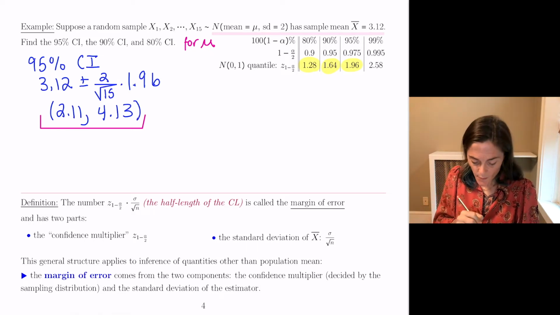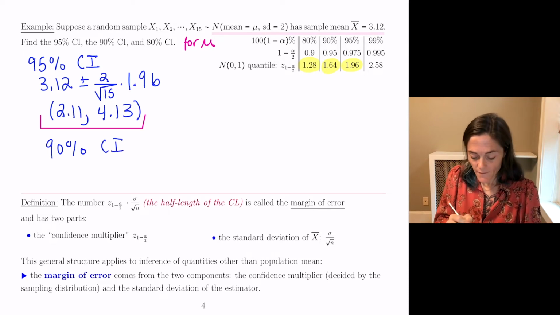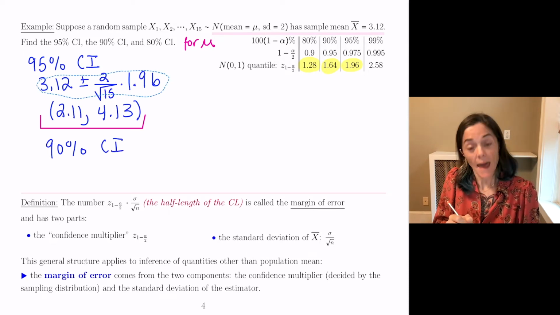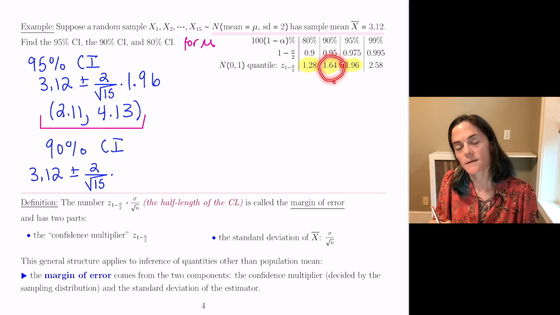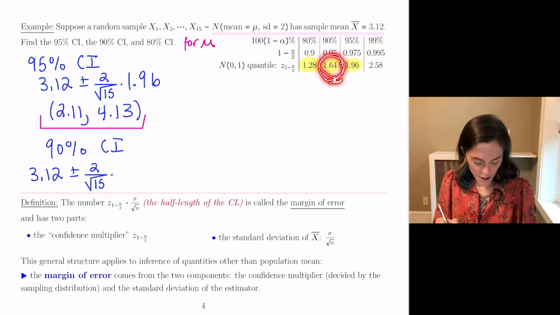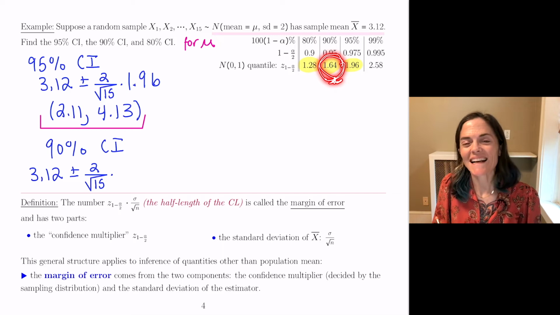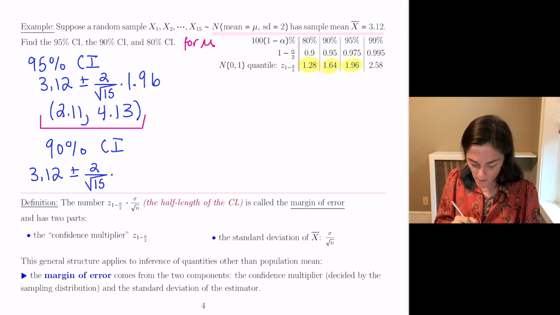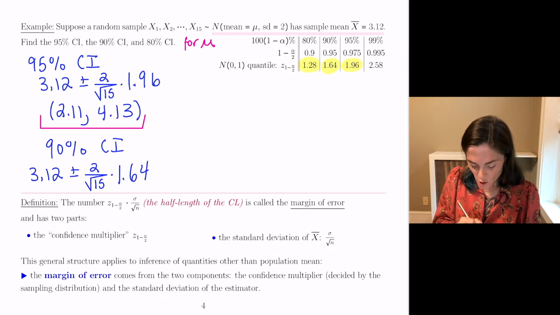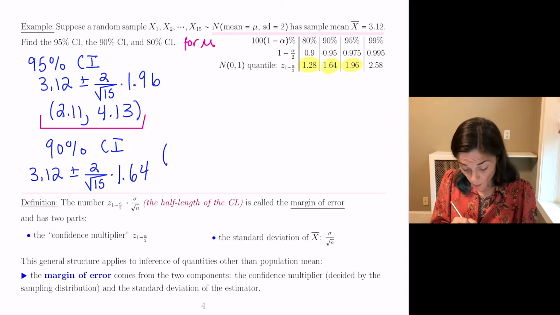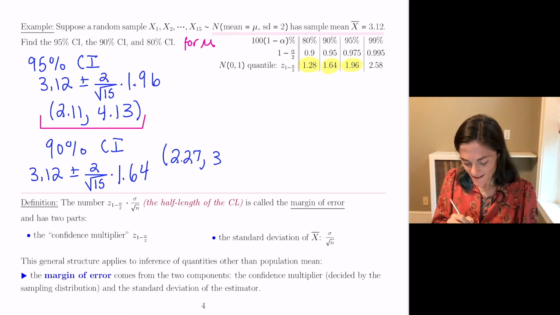Now, what changes? Let's move to the 90% confidence interval. In fact, I will begin and just copy and paste. However, the only thing that changes is we use this, the z sub 1 minus alpha over 2. Here for 90%, alpha is 0.1. So 1 minus alpha over 2 is 0.95 right here. So this changes. We have 1.64. So my confidence interval, 2.27 to 3.97.